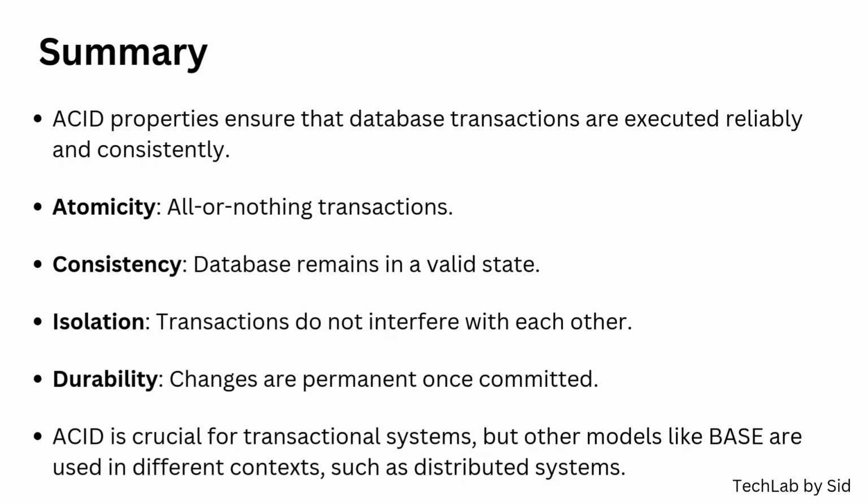Let's recap what we've covered today. ACID properties, atomicity, consistency, isolation, and durability, are crucial for ensuring reliable and consistent database transactions. Atomicity guarantees that a transaction is treated as a single unit. Consistency ensures that the database remains in a valid state. Isolation keeps transactions independent from each other, and durability ensures that once a transaction is committed, its effects are permanent.